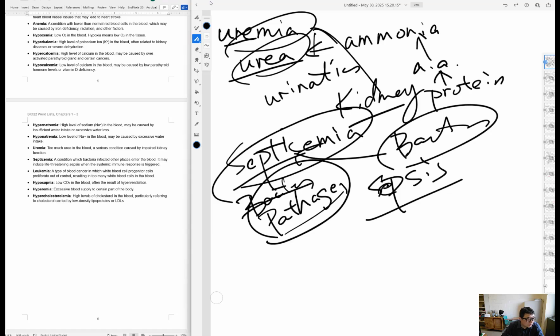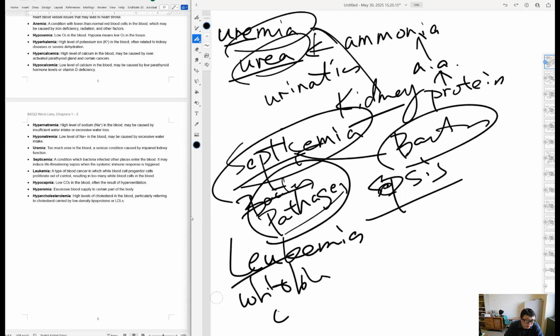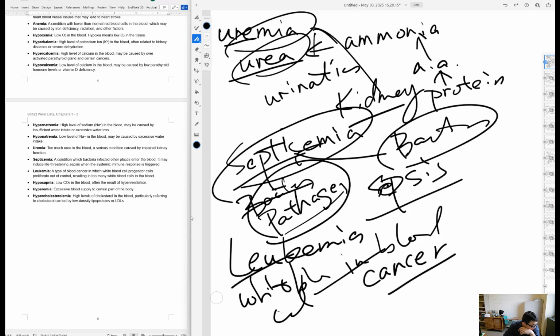And let me see, the last one. Leukemia. You may have heard of it. Leuk means white. Here it means white blood cells in the blood. You should have white blood cells in the blood. However, too much is a cancer. It's a blood cancer. You generate too many white blood cells in the blood.